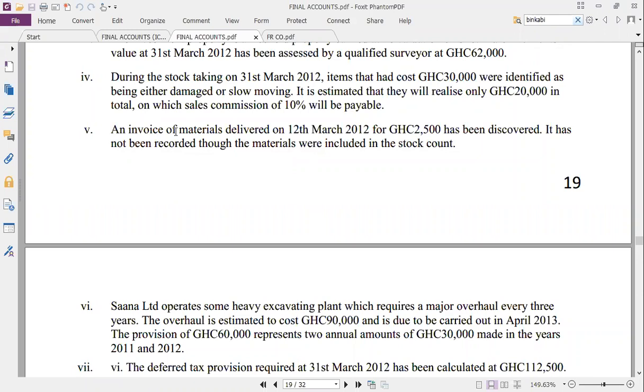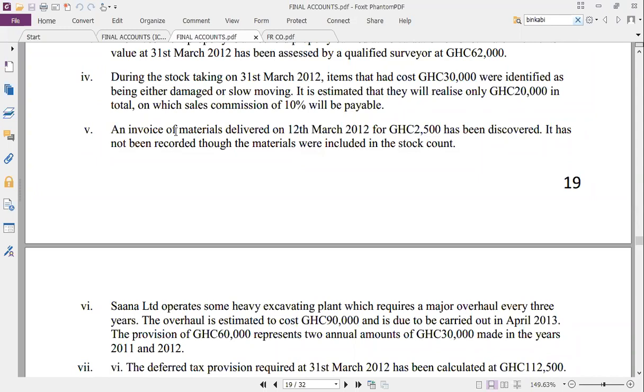So this is material. What will be the accounting treatment for this particular item? It has been included in the stock count. So don't go and add it to the inventory. They've added it to the inventory already, so it's part of the closing inventory. So don't go and add it to closing inventory. So the treatment will be: have you paid for it? No, it's not paid for. So add to your payables.